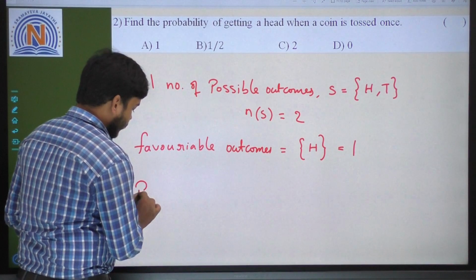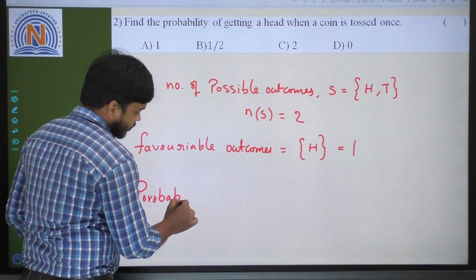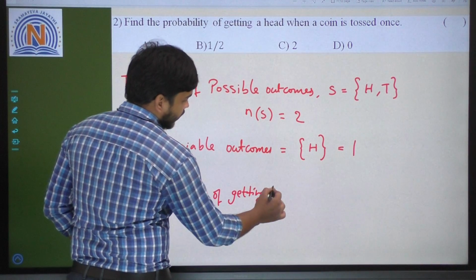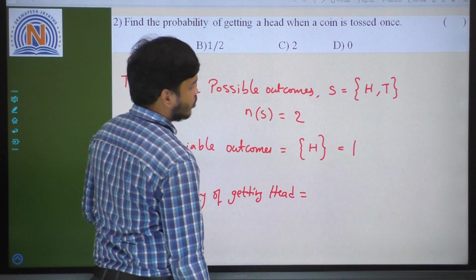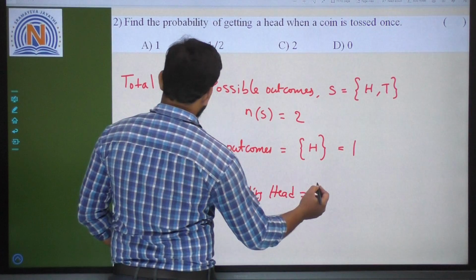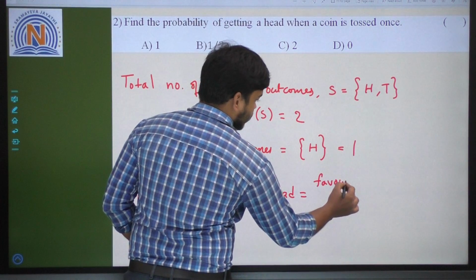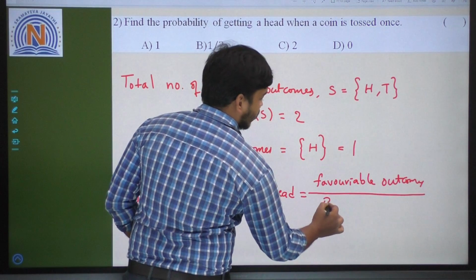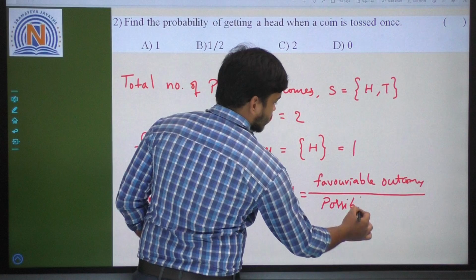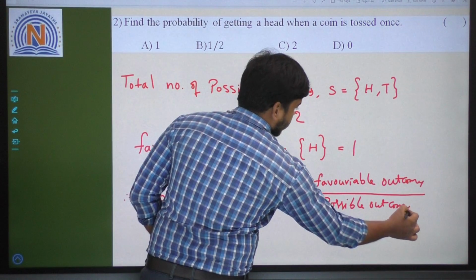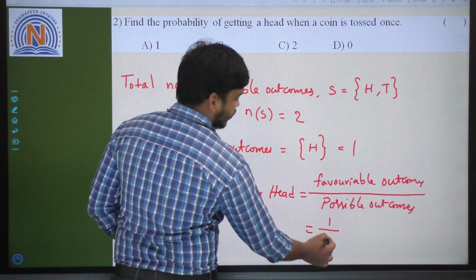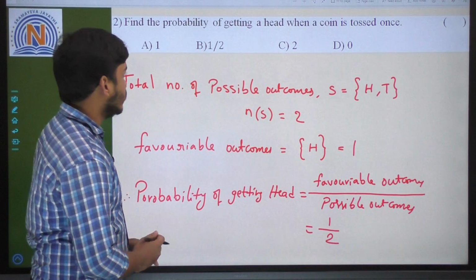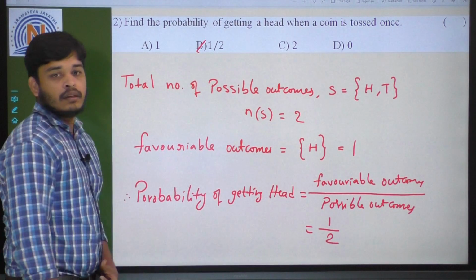So we need to calculate the probability of getting a head, which is equal to favorable outcomes by possible outcomes. Here the favorable outcome is 1 and total possible outcomes is 2. 1 by 2 is the probability of getting a head when a coin is tossed a single time. So option B, right?